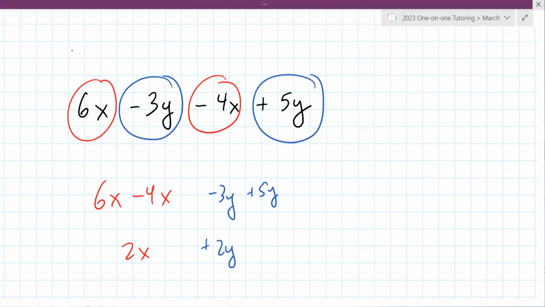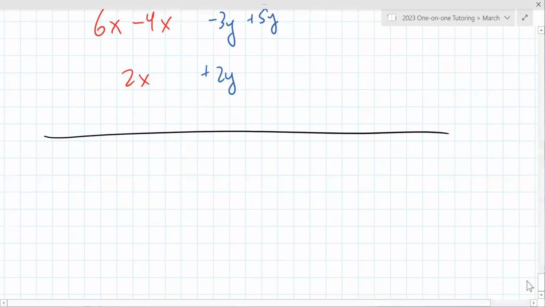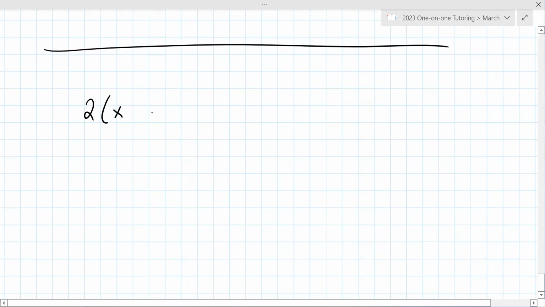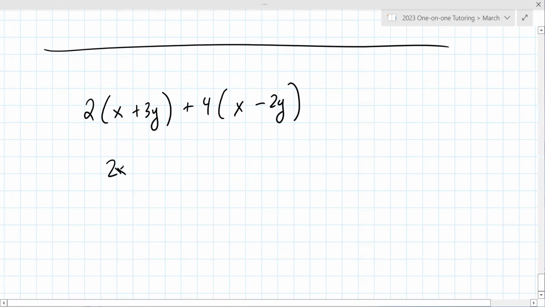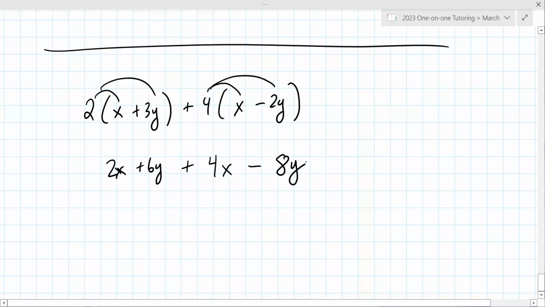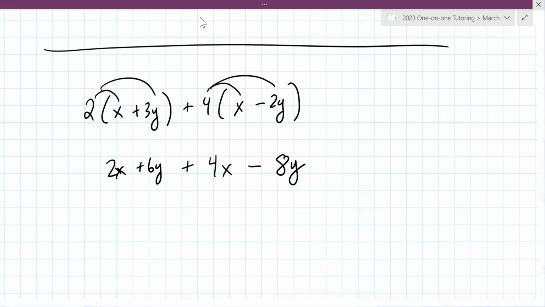Let's see if we can get this all the way down here. Let me give you just a little harder one here. Let's say it's 2 times x plus 3y plus 4 times x minus 2y. So you're going to first distribute in. So 2x plus 6y, plus 4x minus 8y. You're multiplying both. Yes. Okay, so now you combine like terms.